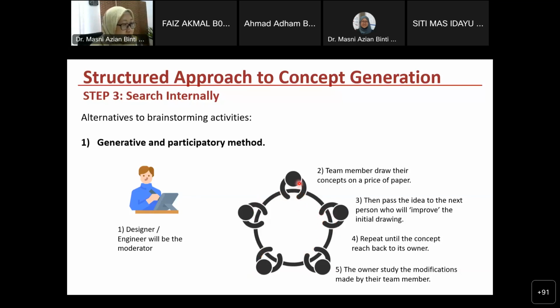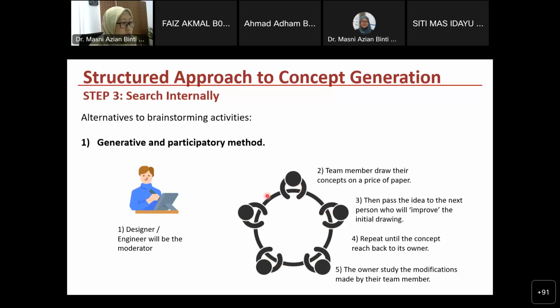Basically, this activity, setiap orang, as you know, every person has different thinking. They have a different unique approach. They have different ideas. So sometimes you think you have a good idea. Tiba-tiba bila you pass the idea to the second person, that person may have a better idea on how to improve your idea. So that's the main concept of this method. Okay, basically we want to improve the existing idea so that you are able to come up with a robust and exceptional idea. So you repeat that process until that paper comes back to the owner.